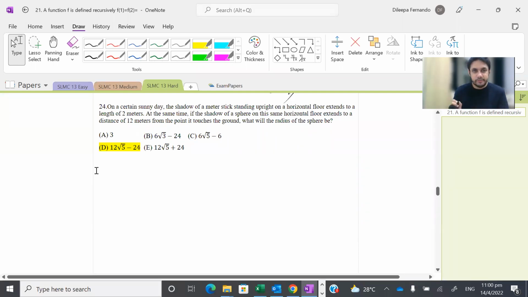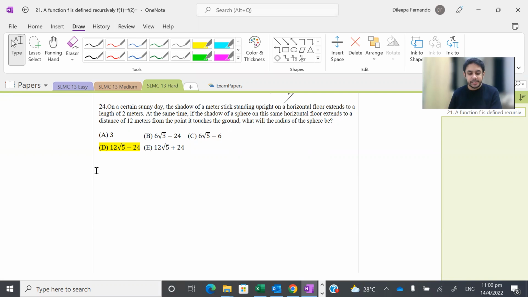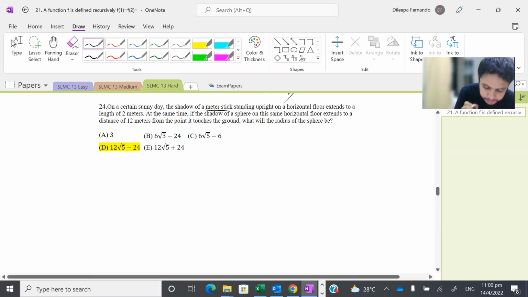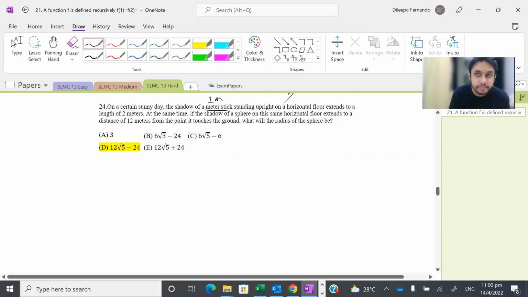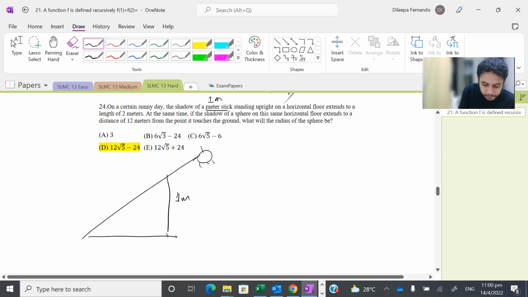Let's move on to question 24. On a sunny day, the shadow of a meter stick. That means the length of the meter stick is 1 meter. Standing upright on a horizontal floor extends to a length of 2 meters. So in these kinds of geometric questions, it's good that you draw a diagram while you are reading. So you have 1 meter, and the shadow extends. So let's say the sun is here. The shadow extends to 2 meters.